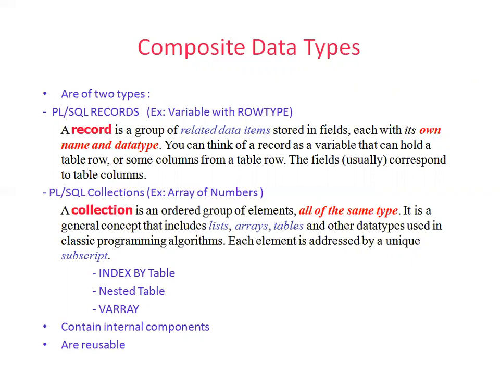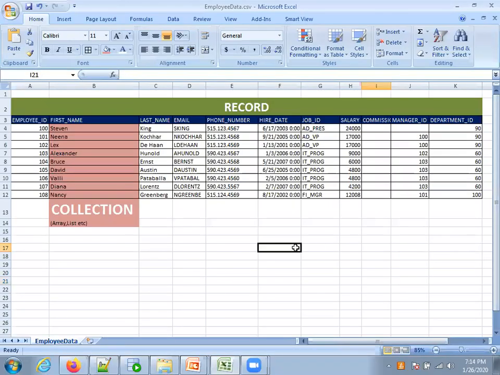Let's see one example, then we can clearly understand. Here, if you observe, this is my employee data, and there are around 9 records here. And here, if you observe, this particular green color highlighted one. Now, when I say record, a record is a group of elements. But when you say collection, collection is a group of elements, yes, but they are all of the same data type.